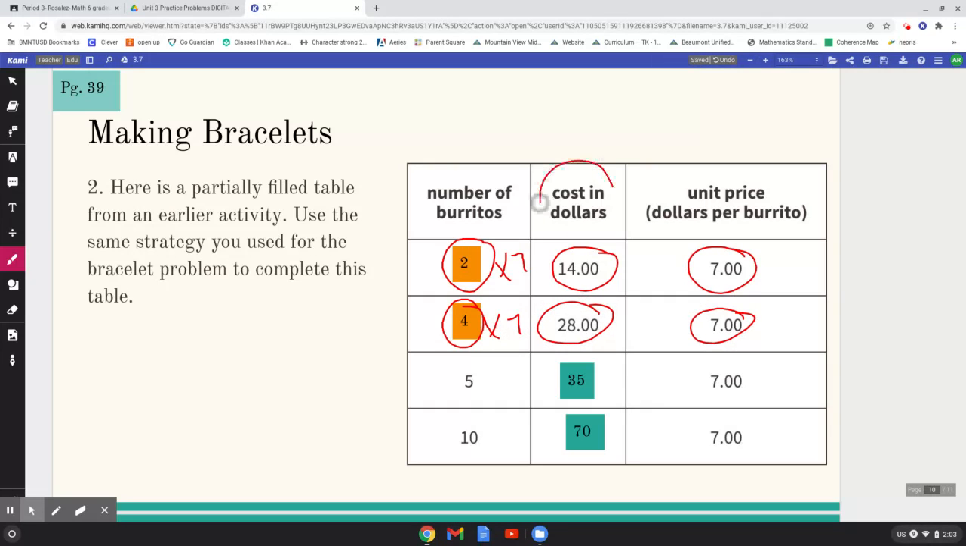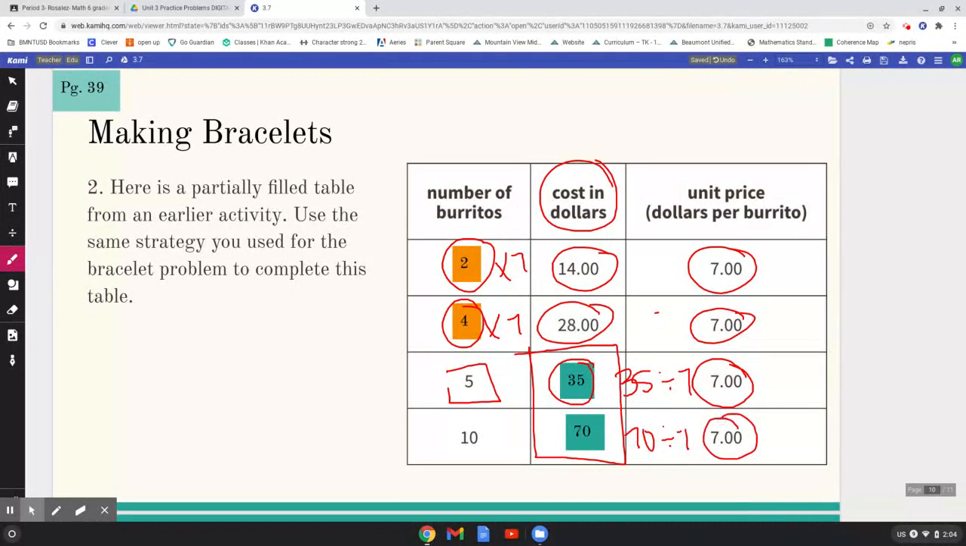Now we're looking for the cost, so this one we're going the opposite way. If you're doing 35 divided by 7, that makes 5. And here you're doing 70 divided by 7. And that's how they got the 5 and the 10 here.